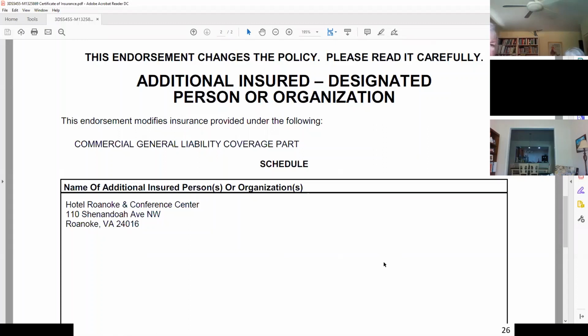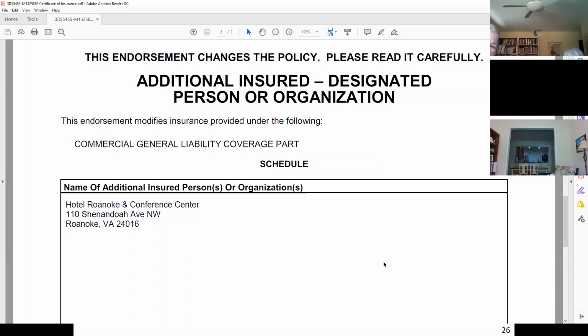So Hotel Roanoke wants to make sure that I have insurance that's first also going to cover them, right? The person who's filing a claim probably assumes, and likely in this situation, that Hotel Roanoke has deeper pockets than Travis Mountain has, right? So there's a really good chance that they would come after Hotel Roanoke.